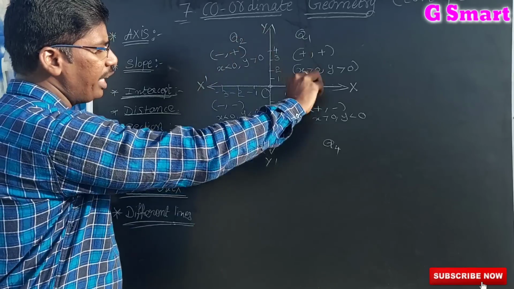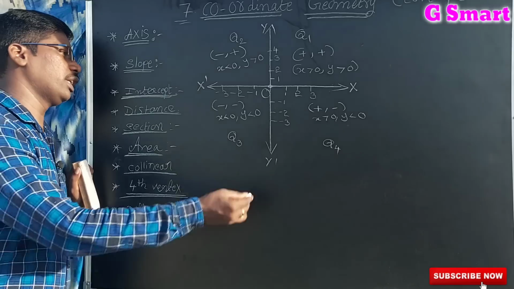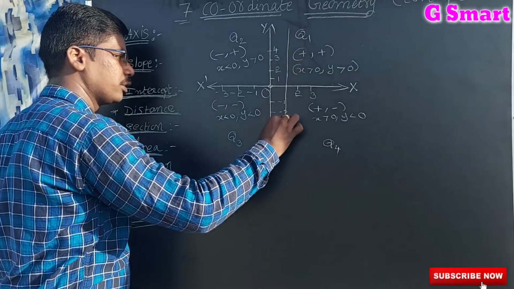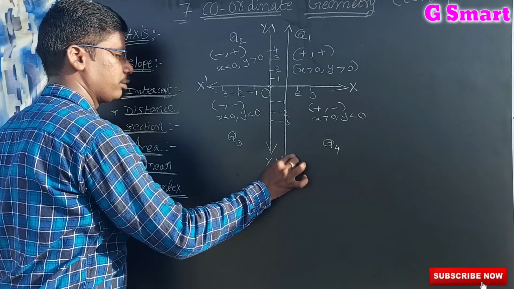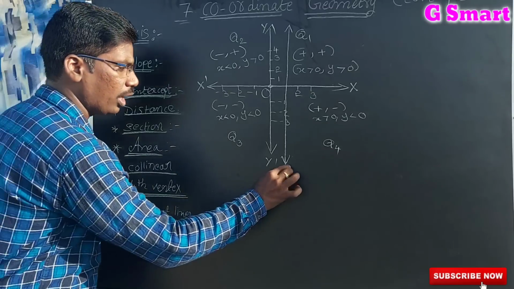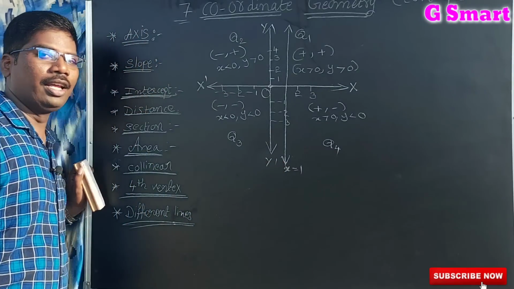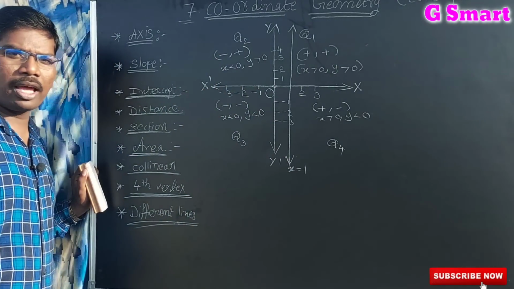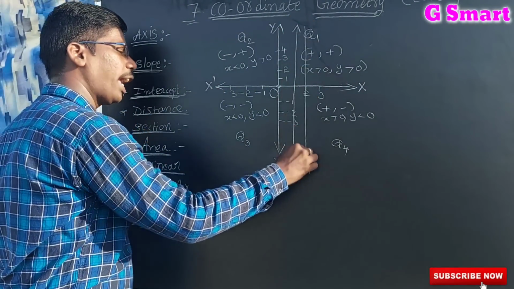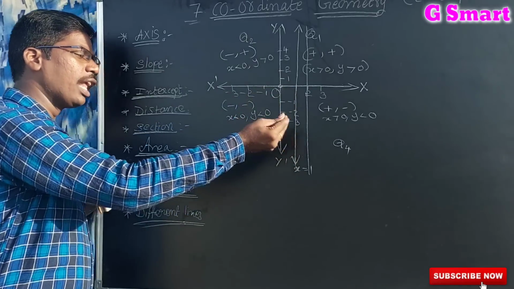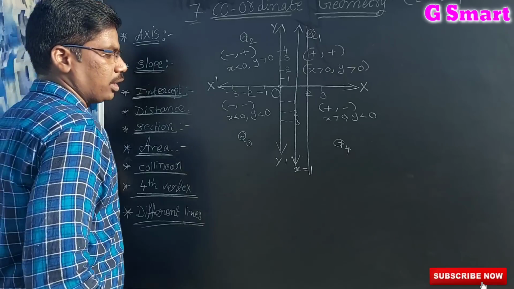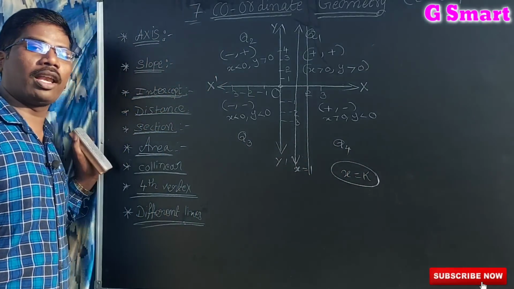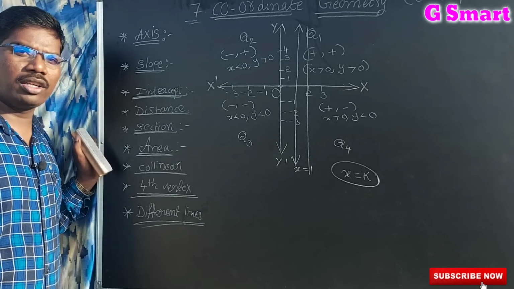Now in this total x-axis, y-axis and origin, if I take the x value as 1, that is the line x equals 1. This x equals 1 line is parallel to the y-axis. The line x equals 2 is also parallel to the y-axis, and x equals 3 is also parallel to the y-axis. So if I take x equals k, this is a line which is parallel to the y-axis.